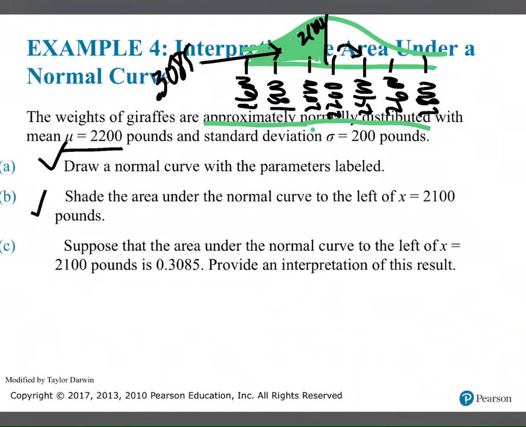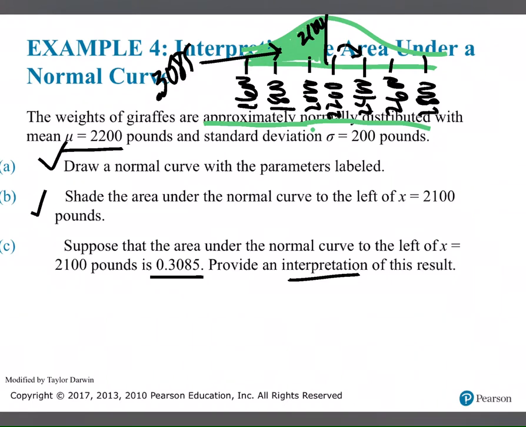So if you're a little lost, that's basically the postal example that we did earlier when we said what's the probability that the package gets delivered somewhere between 15 and 30 minutes. That's basically what we found. We found the area, well, it was given to us. So basically the probability of finding a giraffe less than 2,100 pounds, or to the left of, is 0.3085. And that would be a good interpretation.